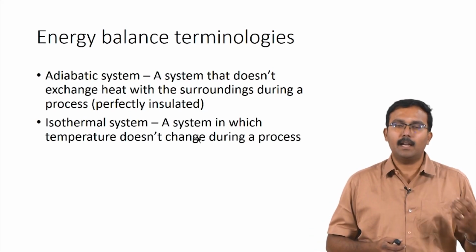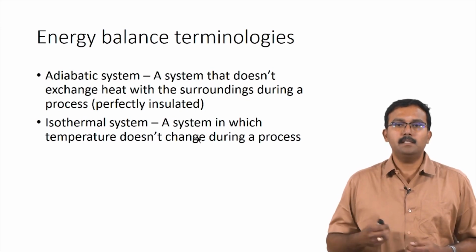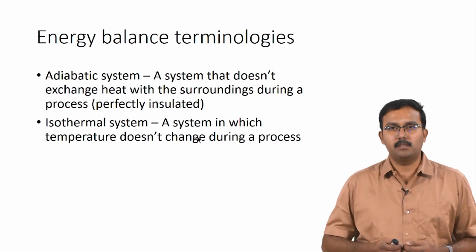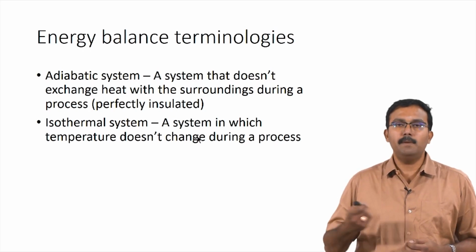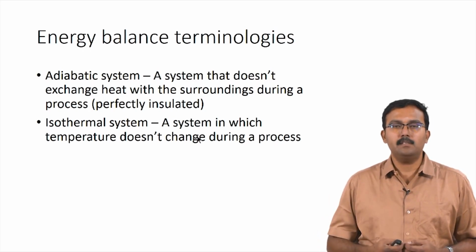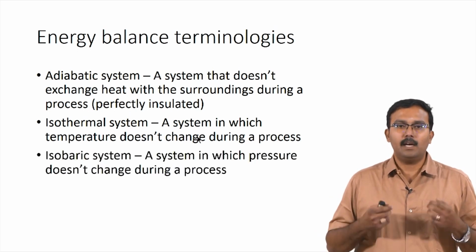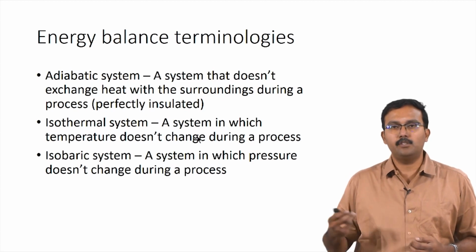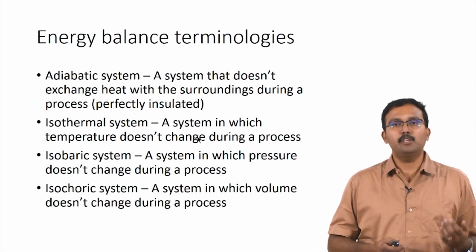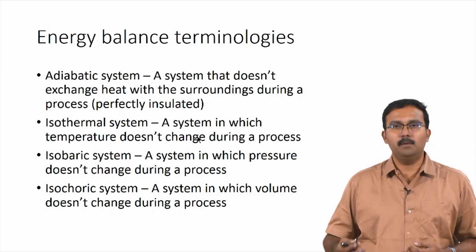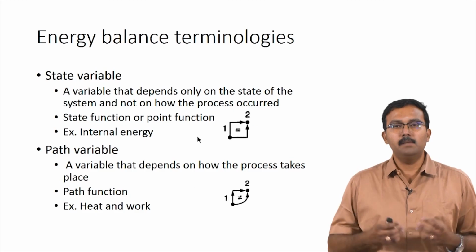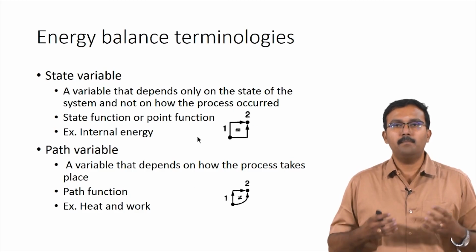You can also have an isothermal system where the system temperature is maintained as a constant throughout the process. Here, heat exchange would probably be happening between the system and its surroundings to maintain the temperature of the system. You can also have isobaric systems where the system pressure does not change during the process, and you can have isochoric systems where the system volume does not change with respect to time during the process.